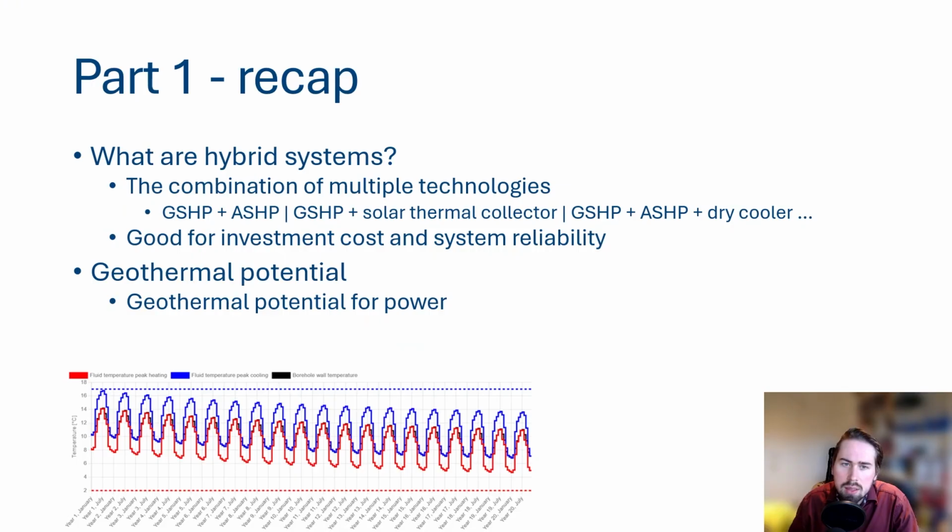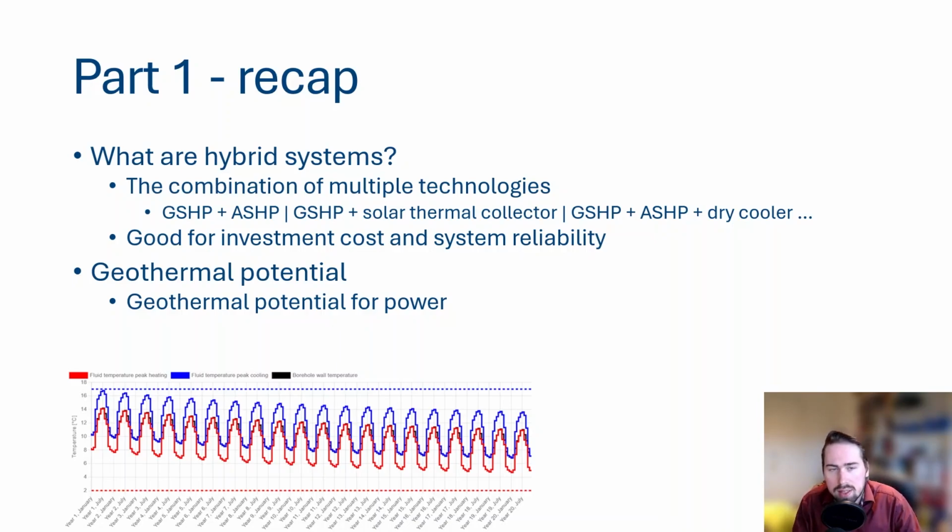But just as a brief recap, in the first part we discussed what hybrid systems are. Hybrid systems is basically a term for any combination of multiple technologies. So in the case of geothermal hybrid systems, it's always a ground source heat pump, but in combination with an air source heat pump, or with solar thermal collectors, or with, for example, an air source heat pump and a dry cooler.